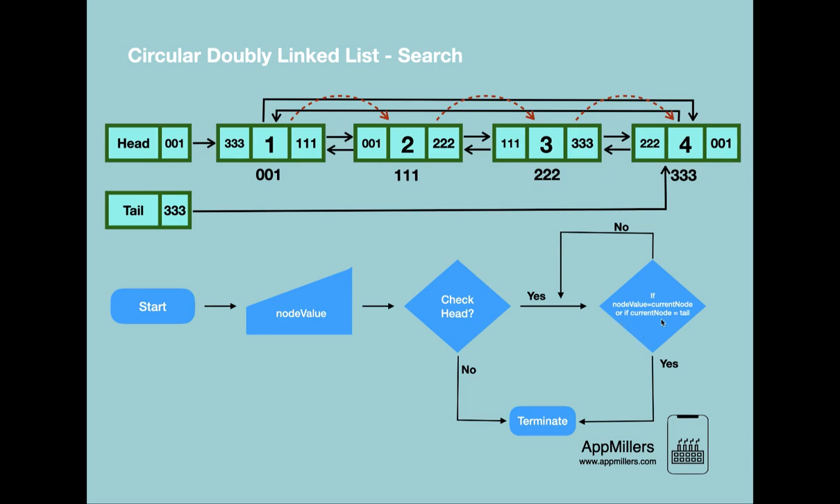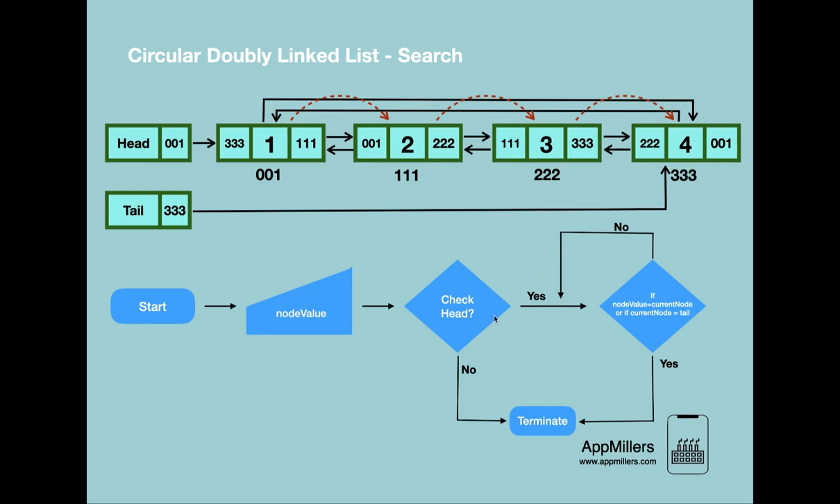And in each case we also have another condition. We check whether the current node is equal to the tail or not, because by doing so we prevent an infinite loop. As the last node points to the first node, if we don't put this condition here, the searching process will go on infinitely. So to prevent this case, we need to check the current node. When we reach the tail, which is the last node, we need to terminate our loop. So this is the algorithm for searching in a circular doubly linked list.